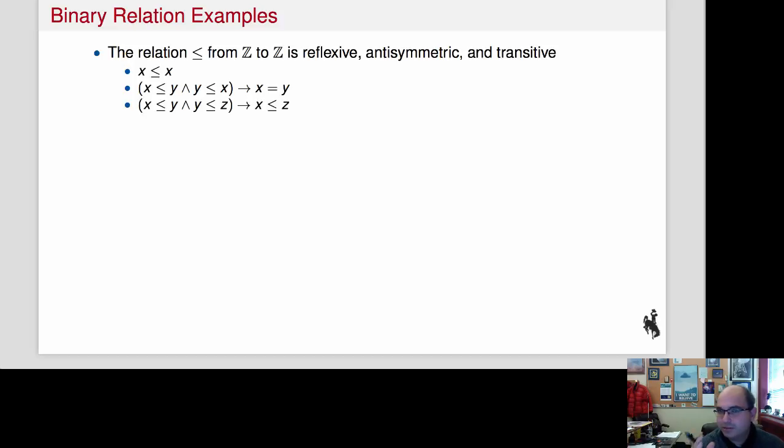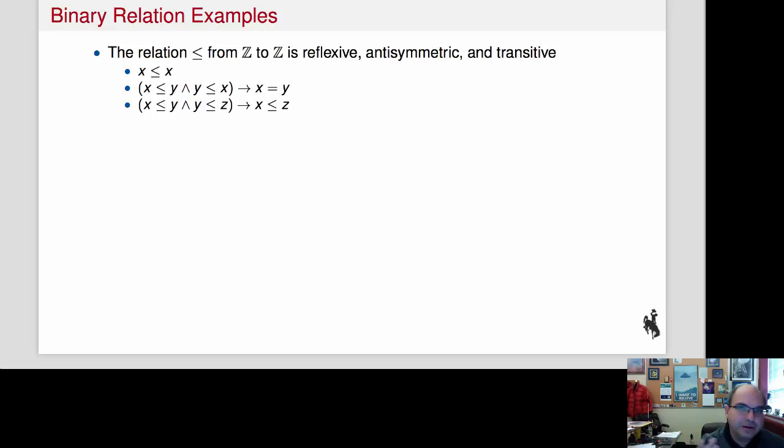X is less than or equal to y does not necessarily mean that y should be less than or equal to x. So it is not symmetric. In fact, it's anti-symmetric. And that's because if x is less than or equal to y and y is less than or equal to x, then it must be the case that x is actually equal to y, right? That's the only way for both of those to be true. So we get anti-symmetry.